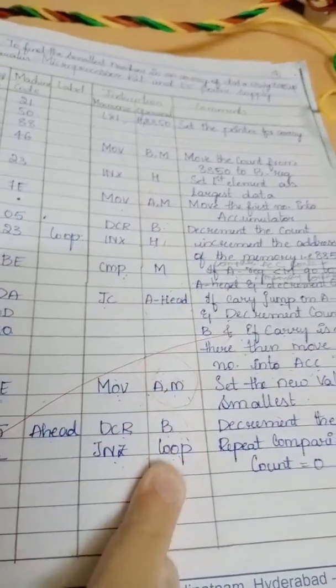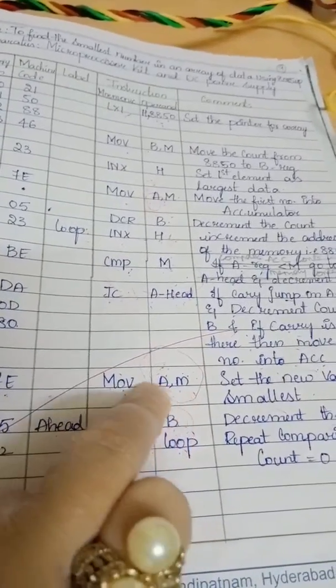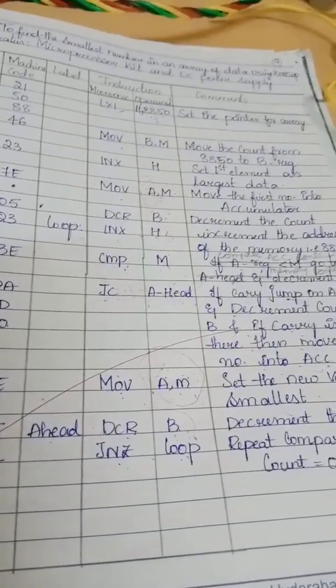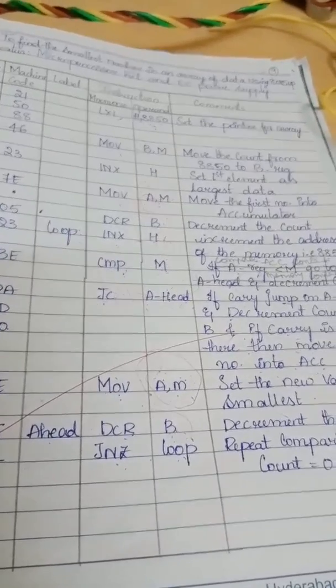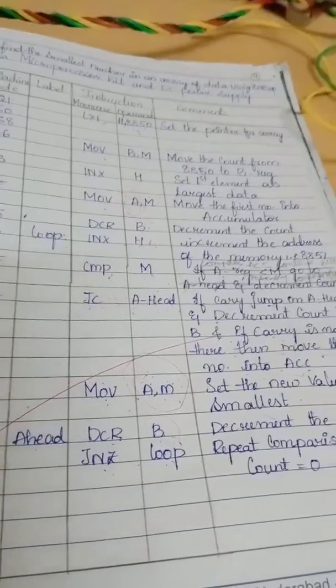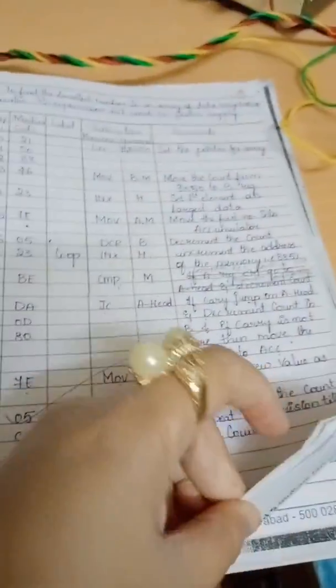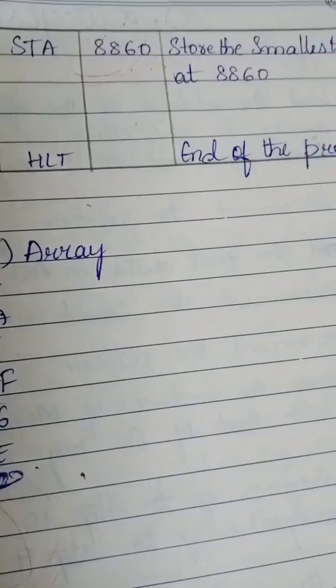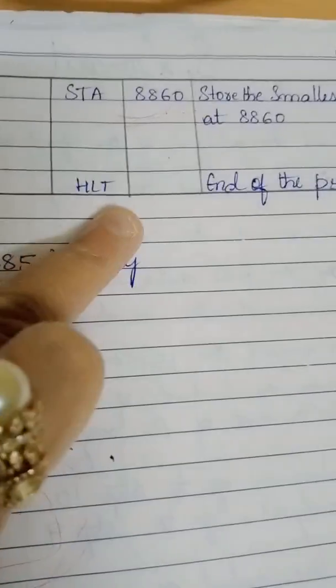Again it will compare like this, it will compare till the last number. Then at the last it will find one number, and that number it will copy into the accumulator. So the final data is the smallest itself. Okay, now after copying the data into the accumulator, next we have to store it into 8860 using STA, store the data which is in the accumulator on 8860, and finally halt, end of the program.